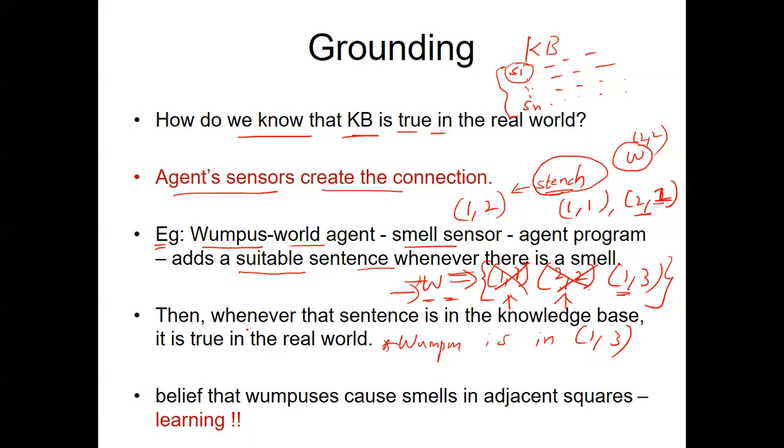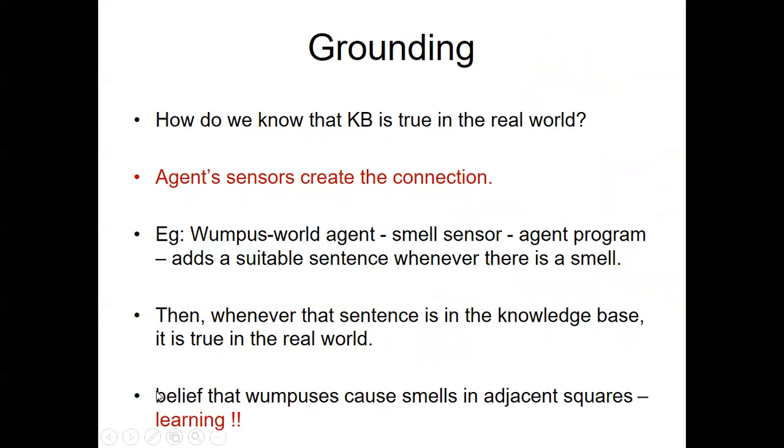So whenever a sentence is in the knowledge base, it is true in the real world. When you do such inferences and add sentences, they will also be true in the real world. The belief that the Wumpus causes a stench in the adjacent squares is something we already know, and based on this, the particular rule is added and grounding is ensured. But there is another question.